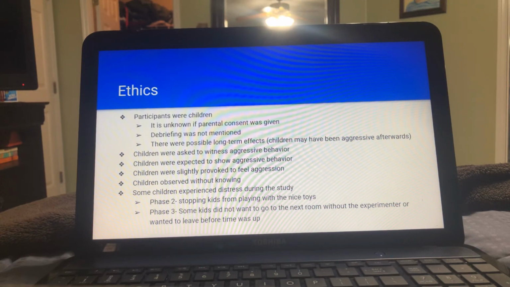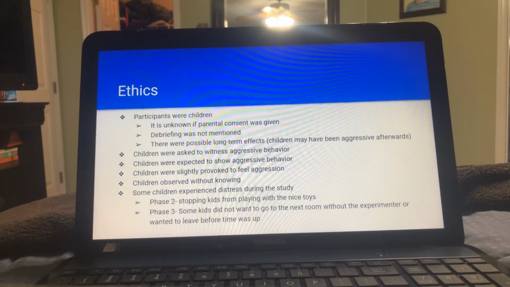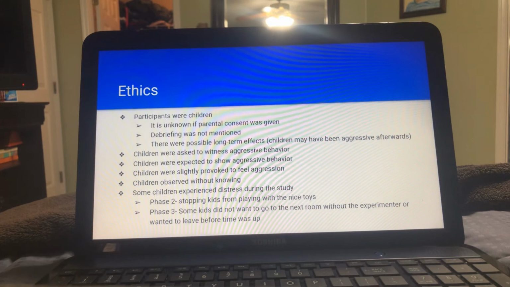In phase 2, they stopped the kids from playing with the nice toys, and in phase 3, some kids did not want to go to the next room without the experimenter, or they wanted to leave before their time was up.